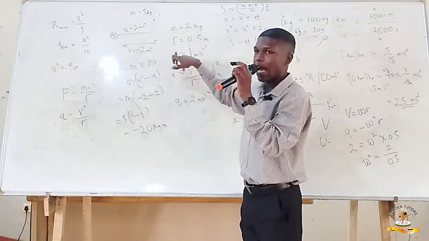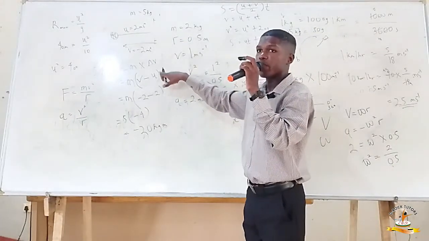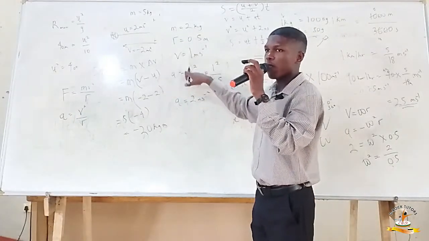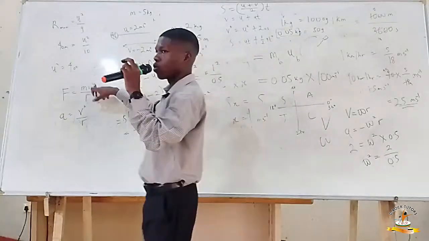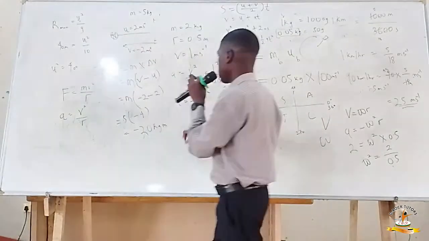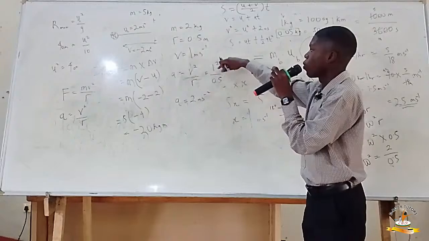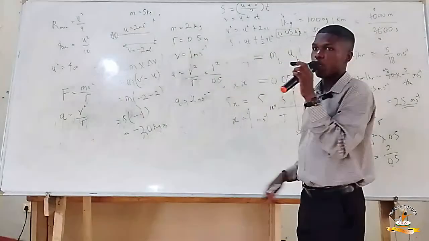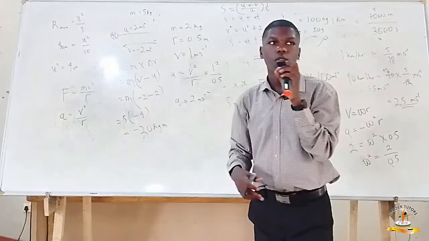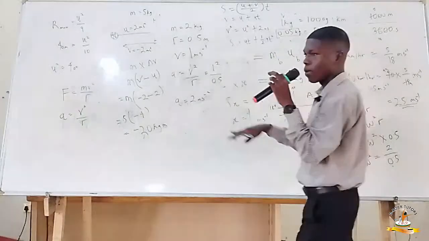But first you can get the centripetal acceleration. You know that A is equal to v square over R, from F equal to mv square over R. So A is equal to 1 square over 0.5. So 1 over 0.5 will give you 2. So my A is 2.